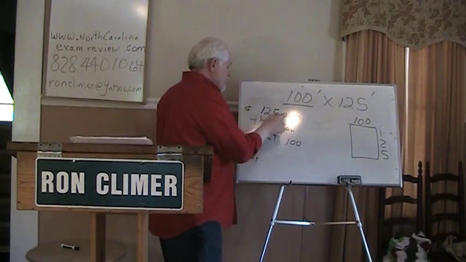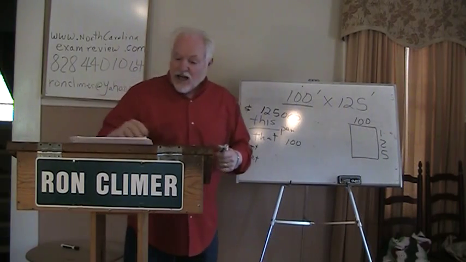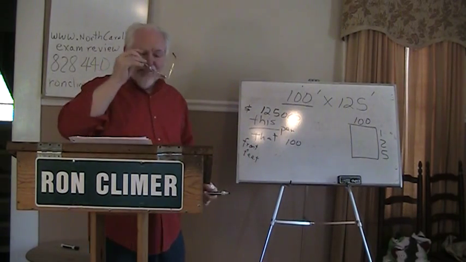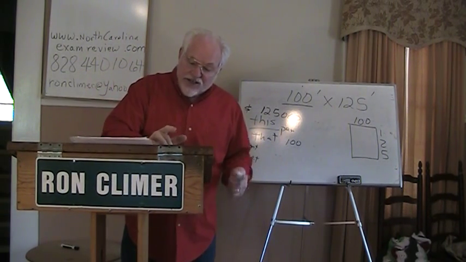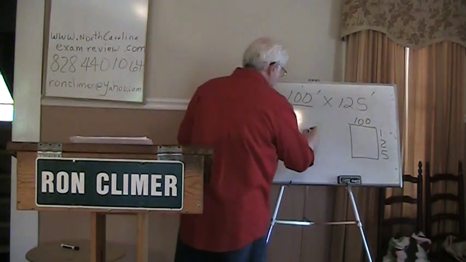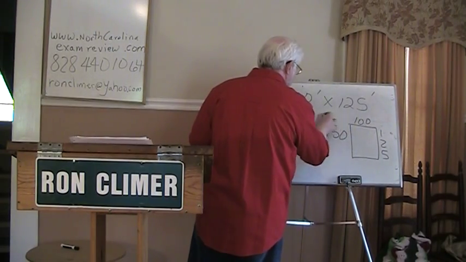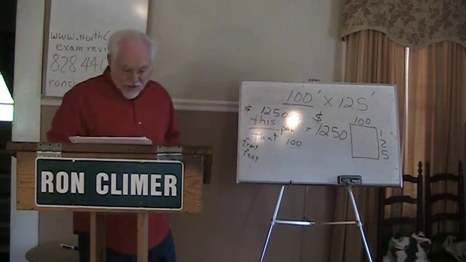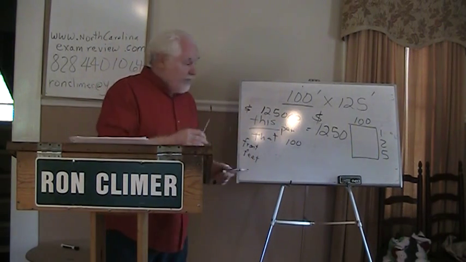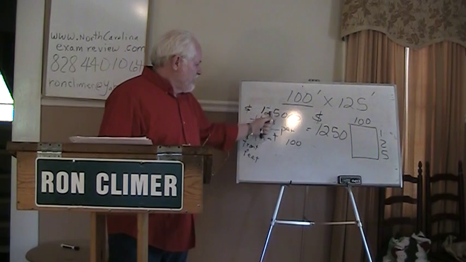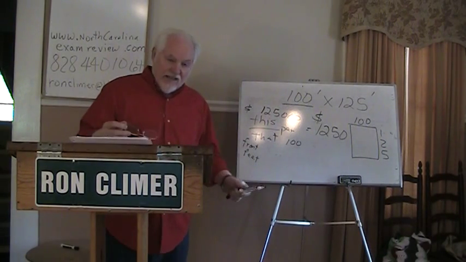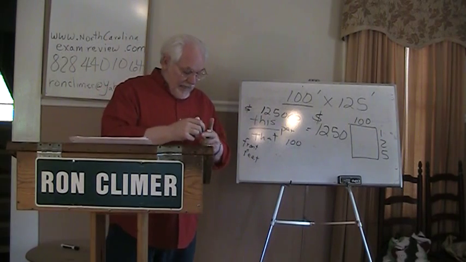So the $125,000 divided by 100. This per that. The number that you say first goes in the calculator first. So that's $125,000 divided by 100 feet. And my calculator says $1,250 per front foot, which is choice A in the book. So it's just the price divided by the front feet. There you go. I hope you get one that easy on the state exam.